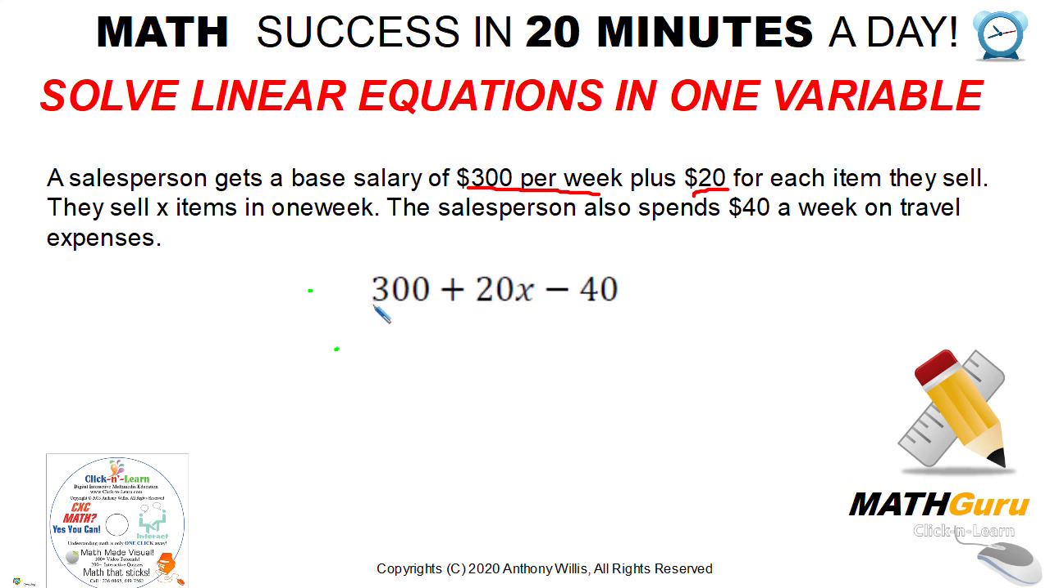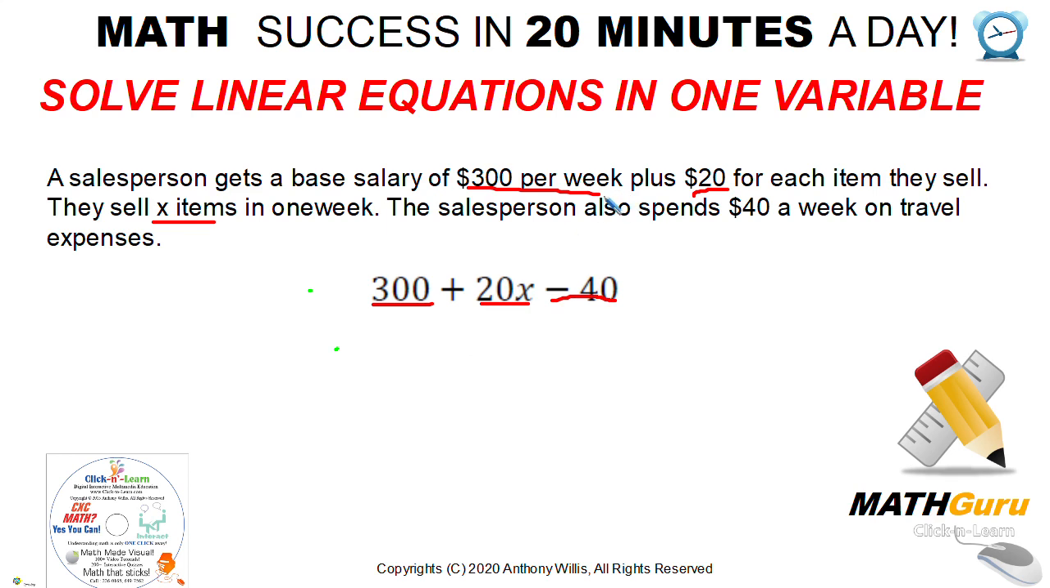$300 a week, plus he gets $20 for each item they sell. Let X be the number of items sold, so it's 20 times X. And the salesperson also spends $40 a week, so it's minus 40. So there we have a written expression representing the information given there.